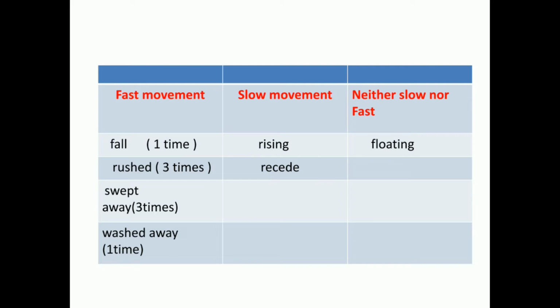Now, do you want to know why there are many words in the first column? Yes? Now, that's for you to find out. Why are there more words in the first column of fast movement? That answer you need to tell me in the next session when I get back to you. Now let's move ahead to question 2.